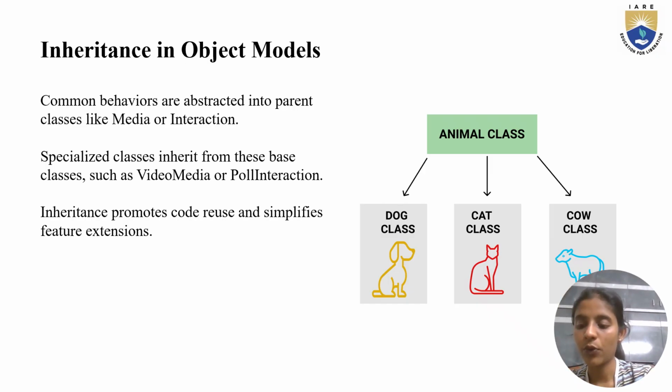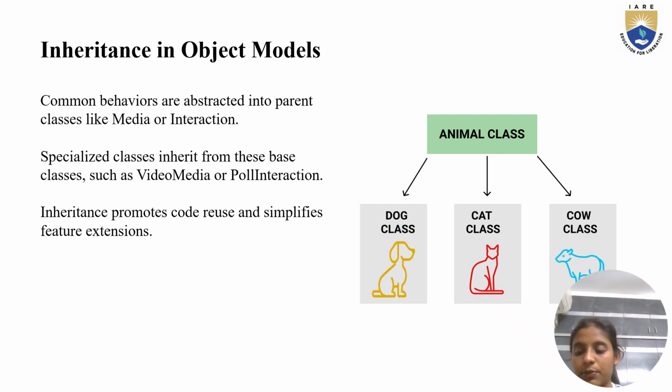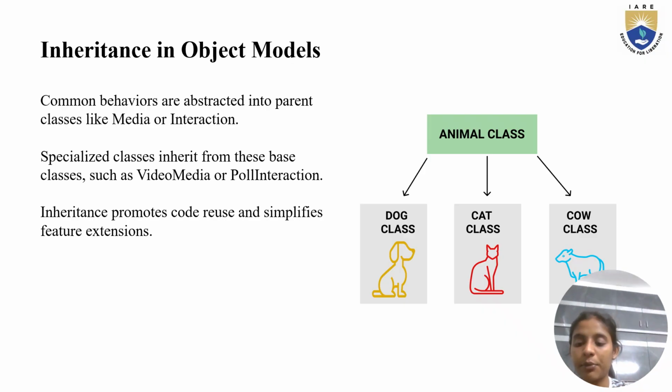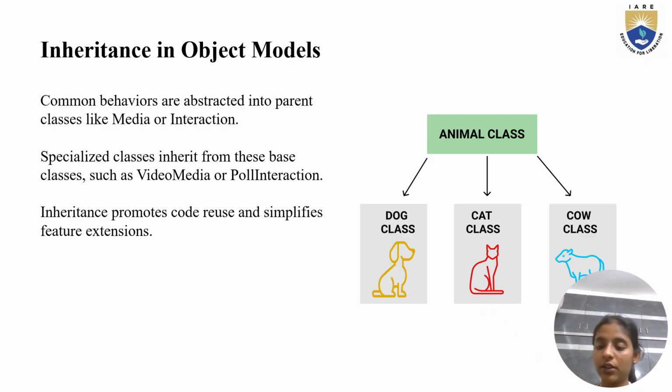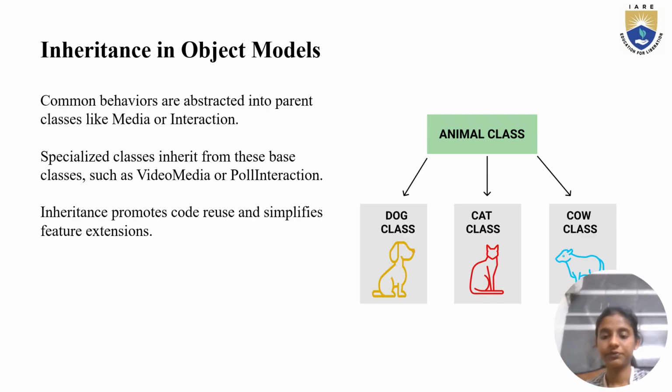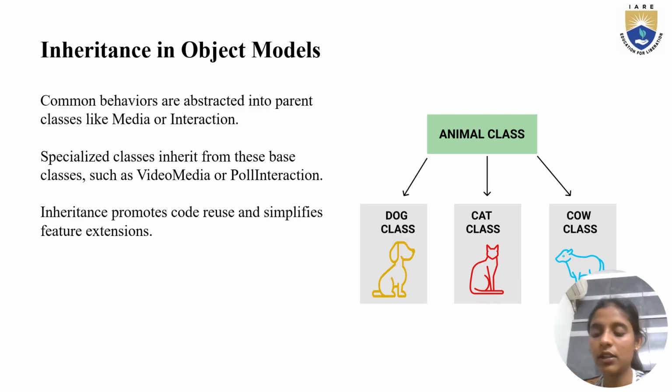This promotes code reuse and models an is-a relationship. The object model can further include a story containing multiple media objects, showcasing composition. Inheritance and composition together help create a flexible and maintainable object model for Instagram stories.